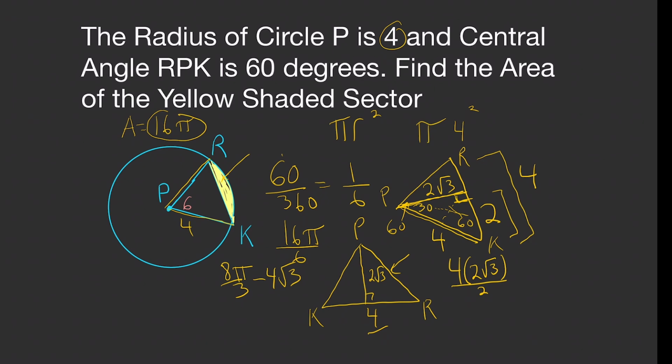So if I'm taking the whole area of this whole region and subtracting just the triangle part in here, I would be left with the yellow part.